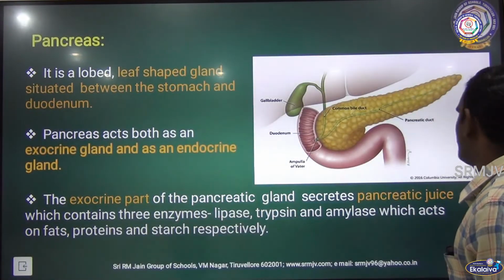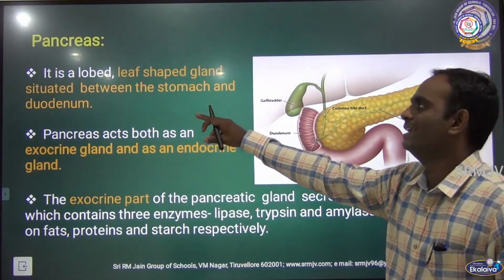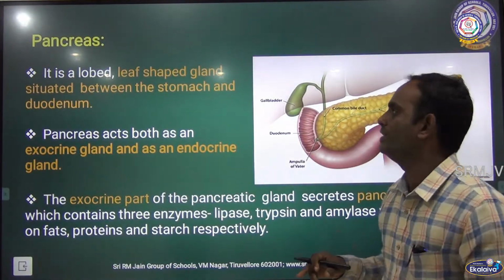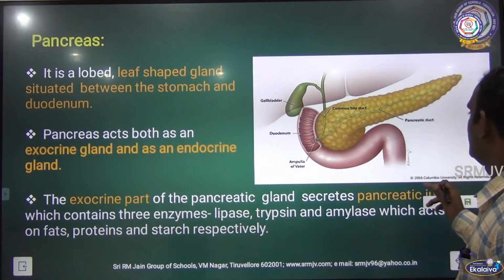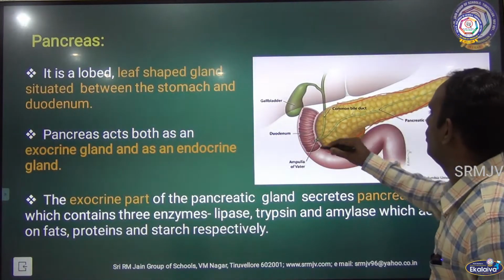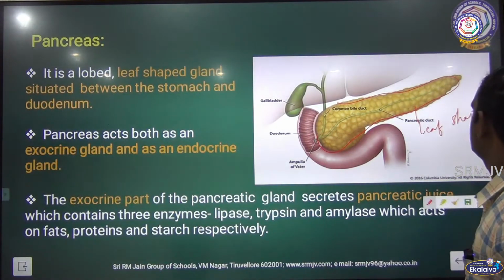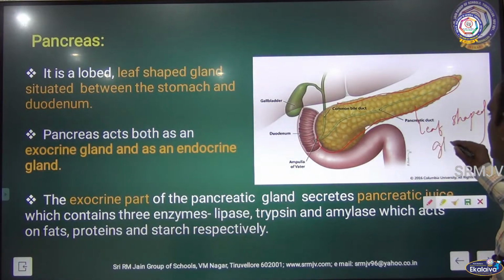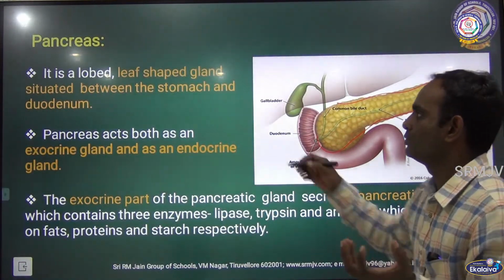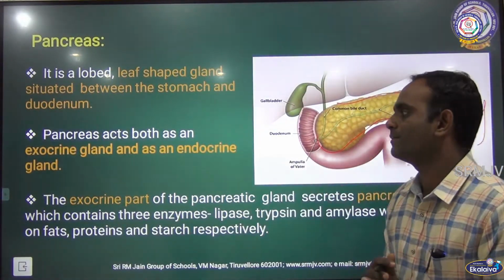The next one is pancreas. Pancreas is a lobed, leaf-shaped gland situated between the stomach and the duodenum. See the picture here, this is the pancreas, a lobed, leaf-shaped gland. It is situated between the stomach and the duodenum. Duodenum is the first part of the small intestine.